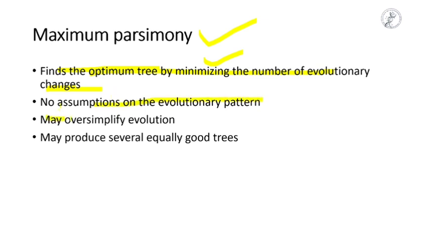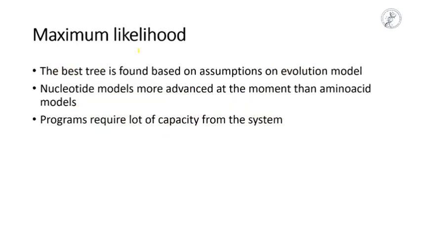Because they are not considering the evolutionary relationship between the sequences, they will oversimplify the tree, and they will produce several good quality trees and find out the optimum tree. But not considering the evolutionary relationship is one of the drawbacks of that.